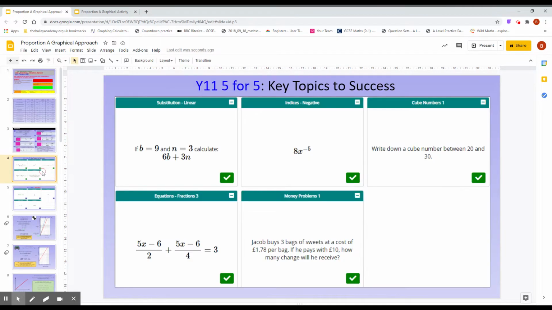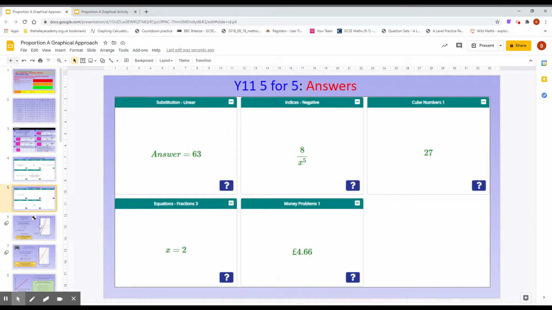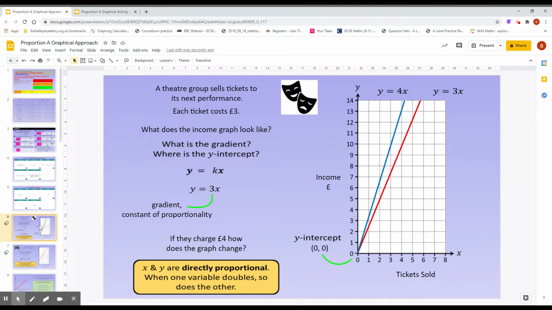Slide 4 contains the 5 for 5 starter question, and the answers are in slide 5. Now let's have a look at how proportionality is connected to the graph.